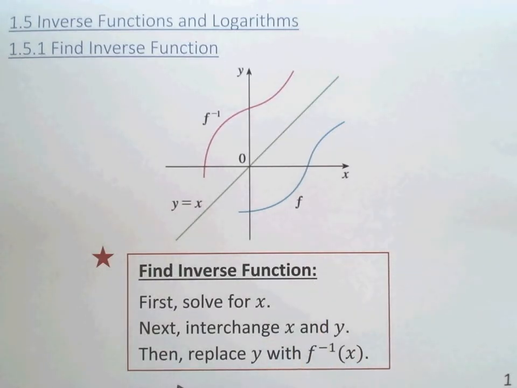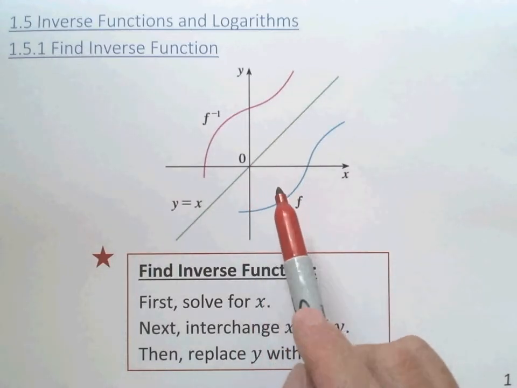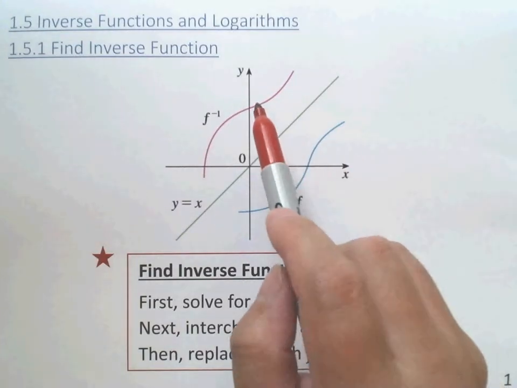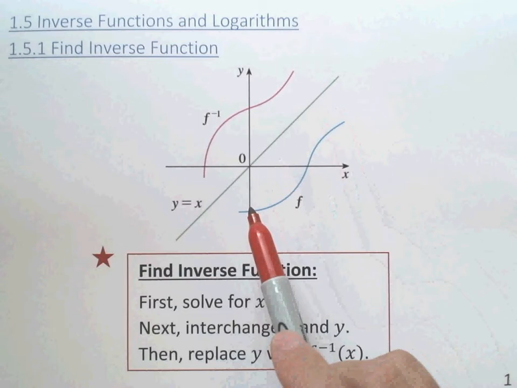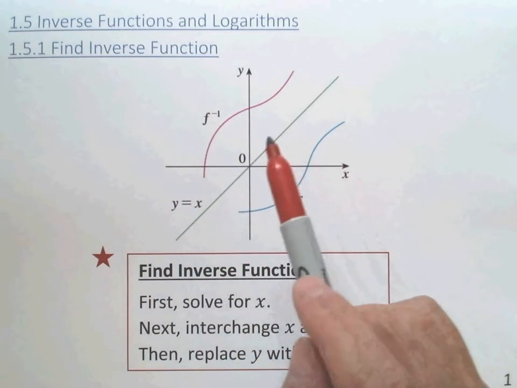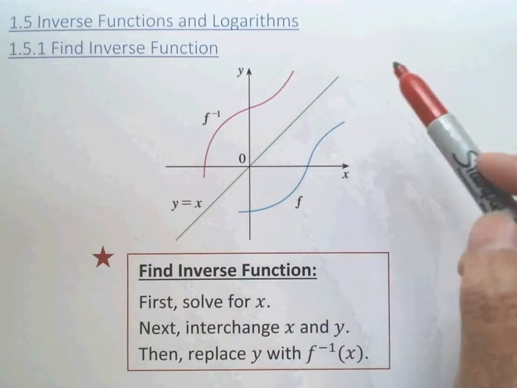And the basic graph, if you look at the graph, here is the definition. The original function is this. The graph of the inverse function is symmetrical about y equals x. They are symmetrical about y equals x. I mean, y equals x is the axis of symmetry.